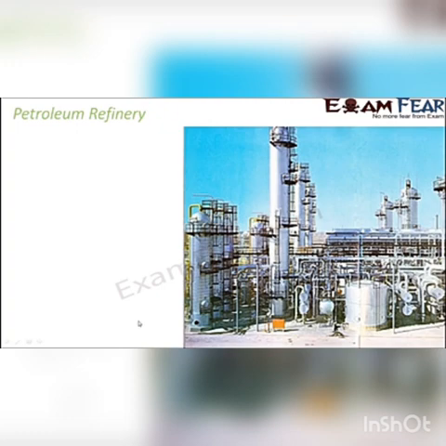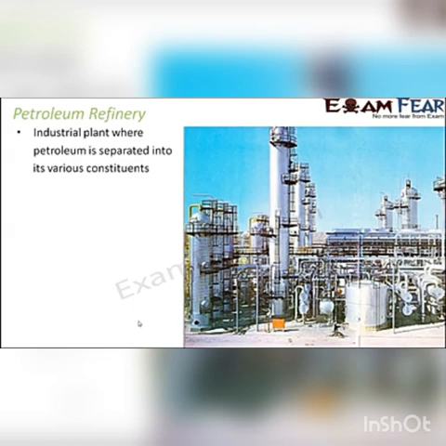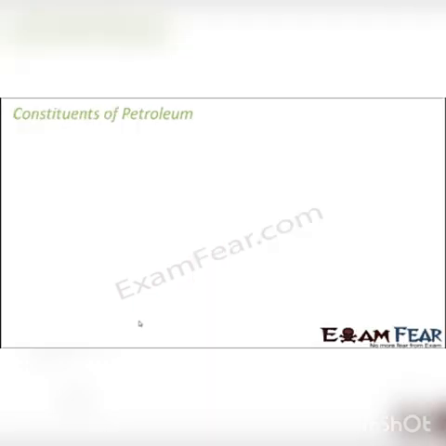So now we will see how exactly we separate the various constituents of petroleum. In fact, that is what is done inside a petroleum refinery. It is an industrial plant where petroleum is separated into its various constituents. Now what we are going to see is how exactly this separation takes place inside a refinery. So we are going to understand the process of separating the constituents of petroleum. The process by which the separation happens is mostly a simple distillation process.